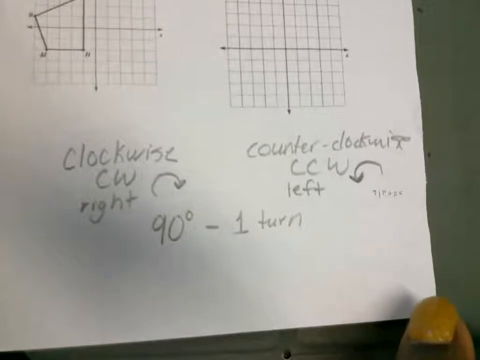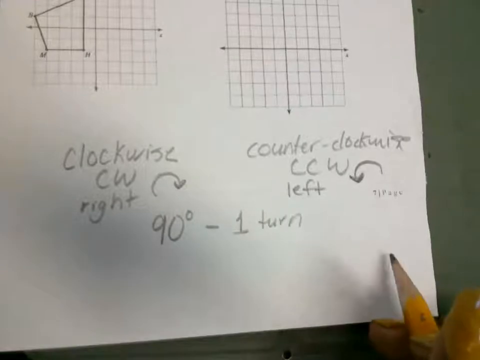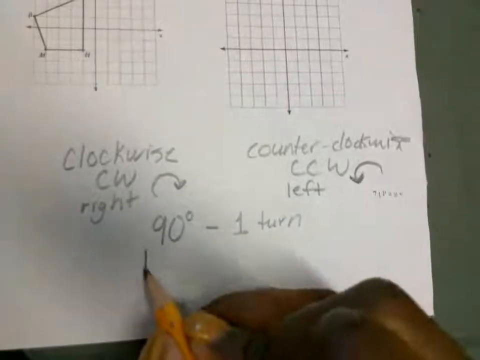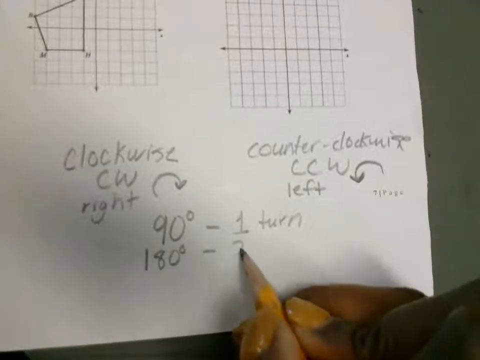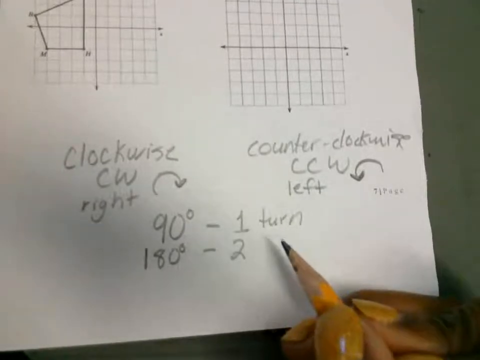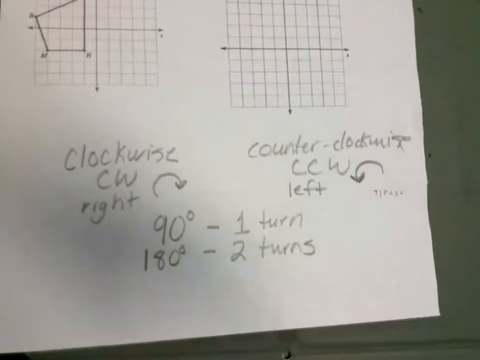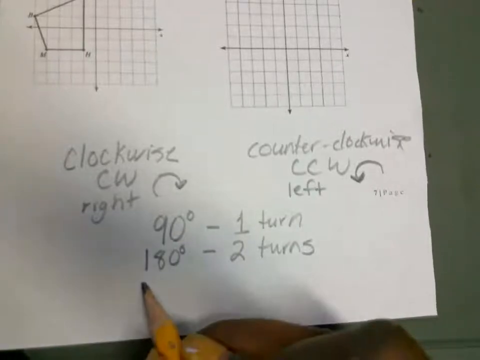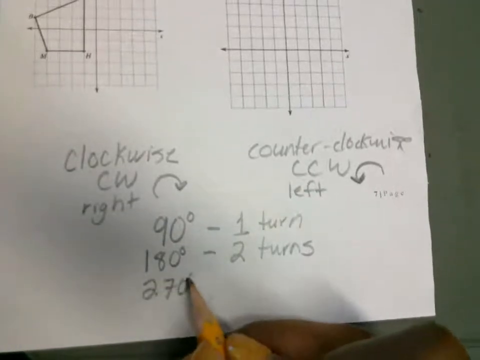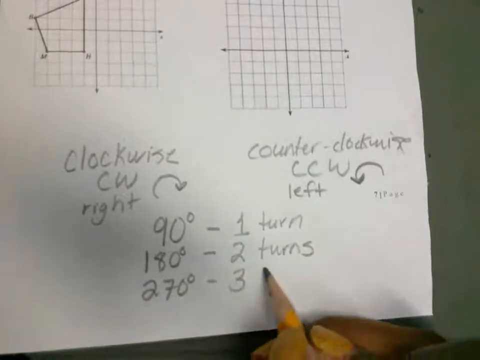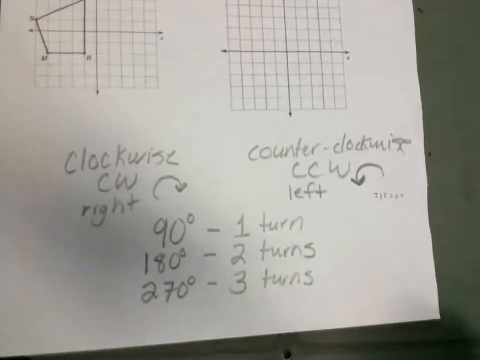Okay, wait. So people still writing. How many turns is 180 degrees? 2 turns. That's 2 90s. 90 plus 90 is 180. 90 plus 90 plus 90 is what? 270 degrees. How many turns is that? 3 turns. And the one that we never really do, because it's 90 plus 90 plus 90 plus 90 is what?